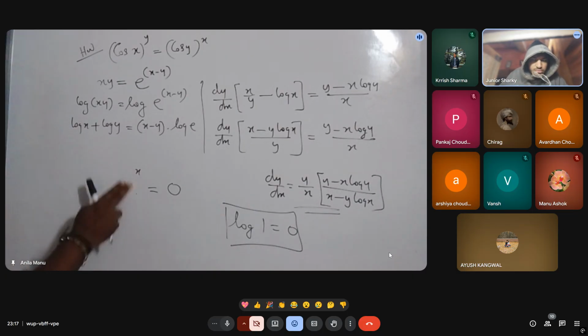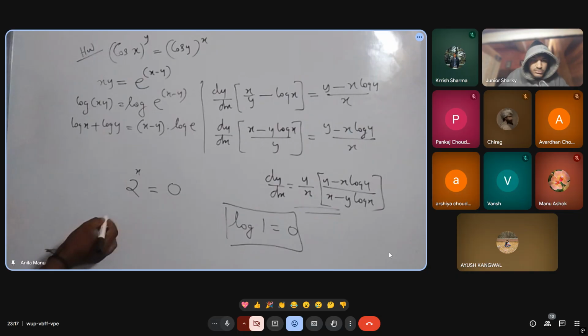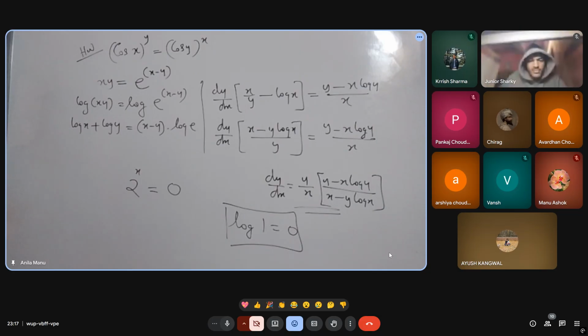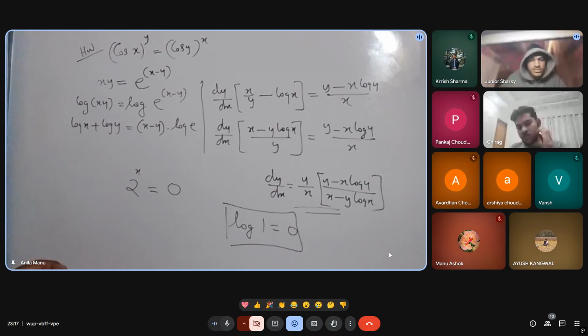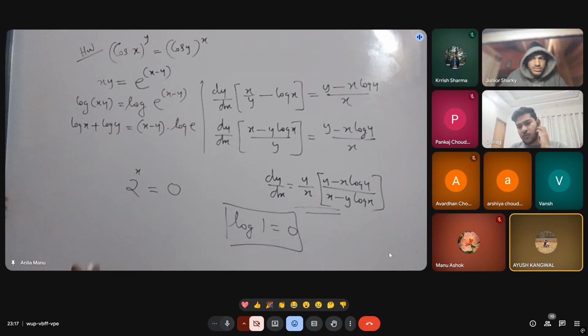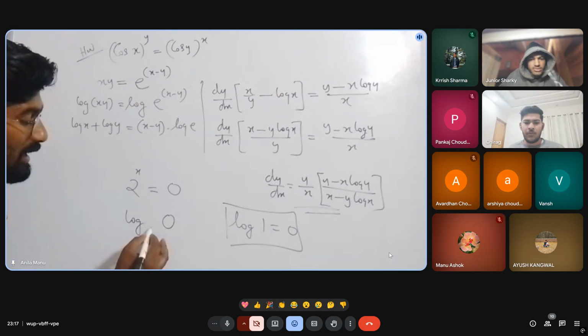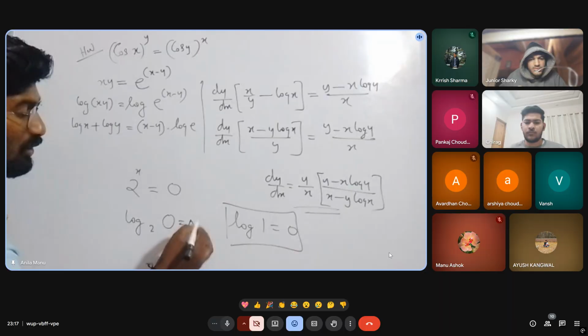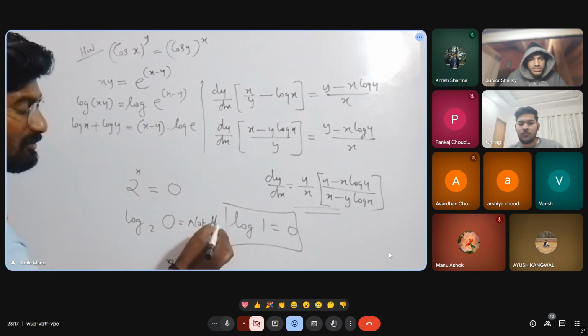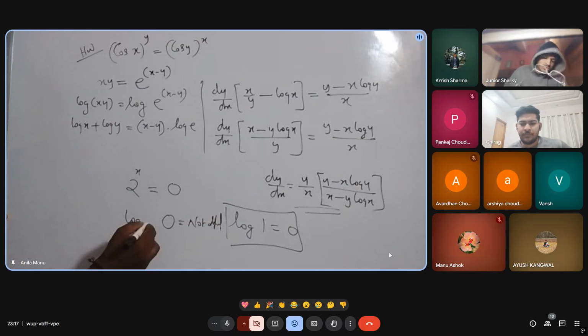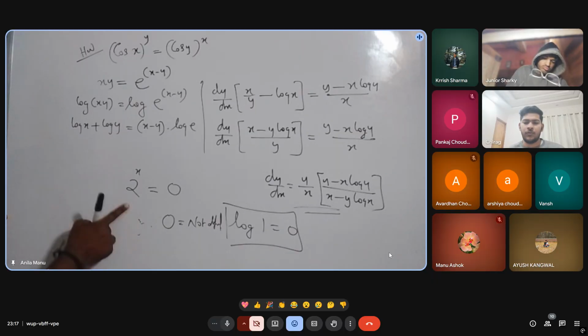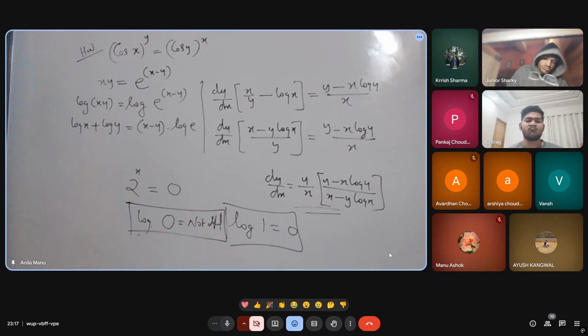Example, 2 raised to x. For any x value, can you make the result 0? Which is not possible, right? Not possible. That's what you can say. Log 0 to any base is not defined. You don't have any number there. Log 0 is not defined. This is also important: log 0 is not defined.